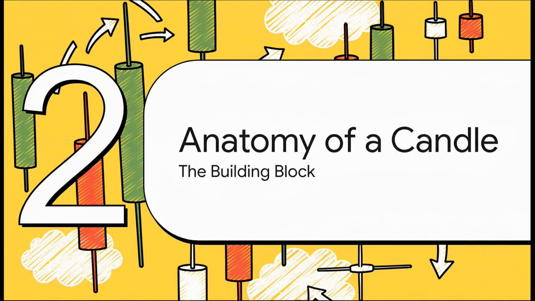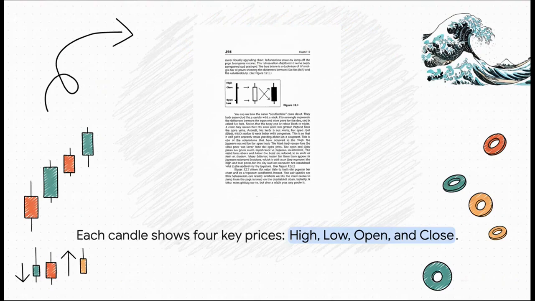And the most basic piece, the building block of this entire language, is a single candlestick. So let's break it down. Every single one of these candles, no matter its shape or color, tells you about four key prices. At the very, very top, you've got the high price of the day. At the very bottom, you have the low. And then you have the open and the close. And those two points form that thick part right in the middle, which we call the body.